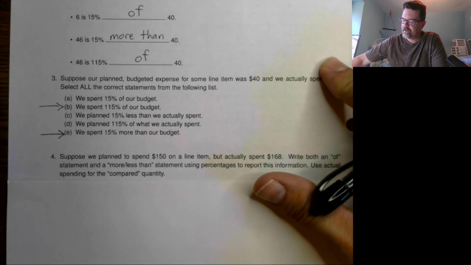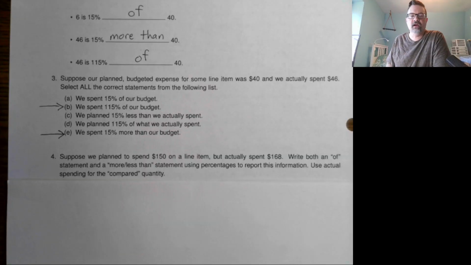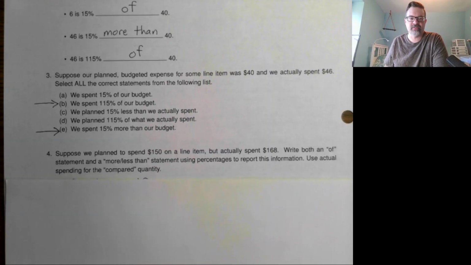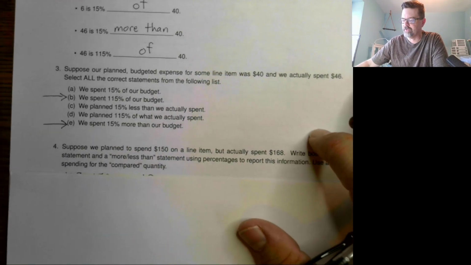All right, so here is just different numbers, same idea though. Suppose we planned on 150 bucks, that was budgeted, and we spent 168. Compute the percentage and make those two sorts of statements, but for these numbers instead. So pause and do that a sec.